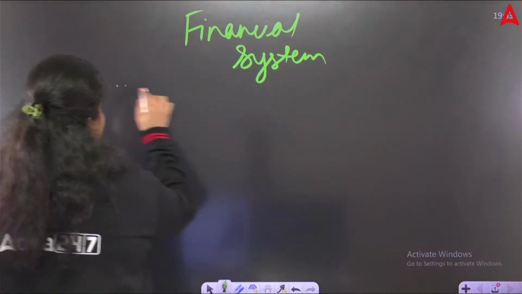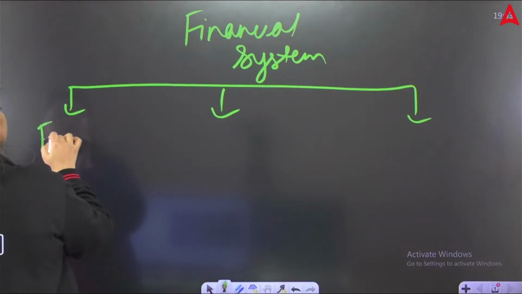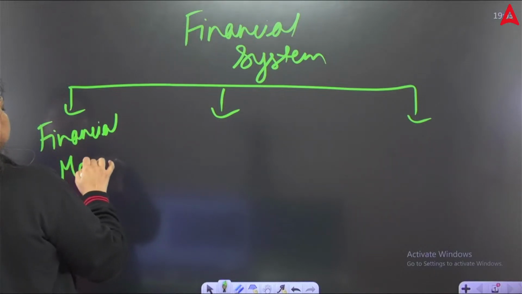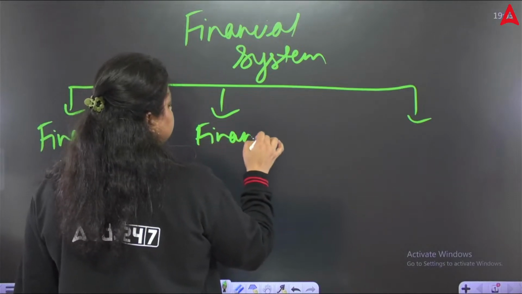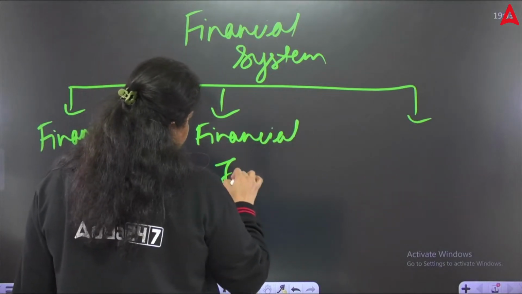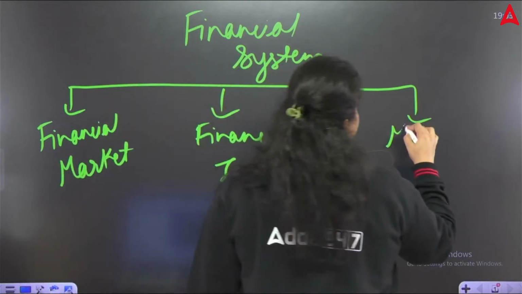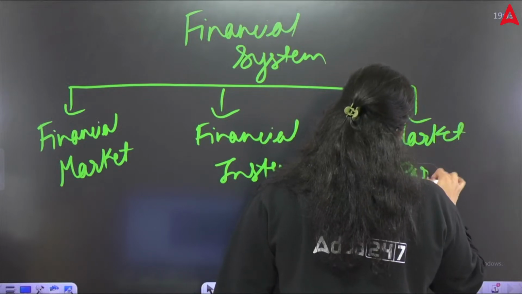Now the second thing is that a financial system has three components. First is the financial market. Second, we have financial instruments. And third, we have market participants.